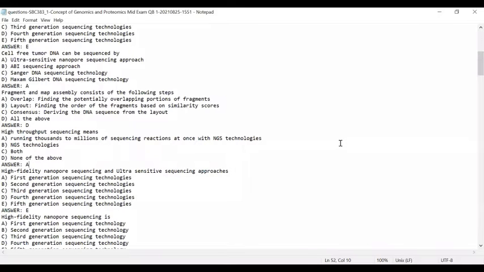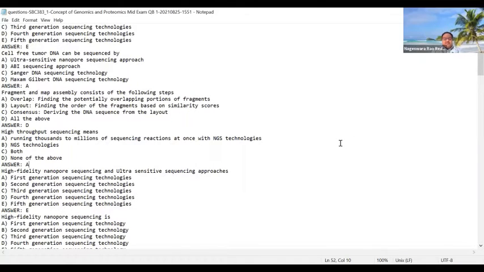Padmini. Sir, I'm able to see the screen, can you hear me? I'm able to hear you. Yes, sir, I can hear you now. Are you able to see the screen? Yes, sir, now I can see. Okay, can you repeat the question?